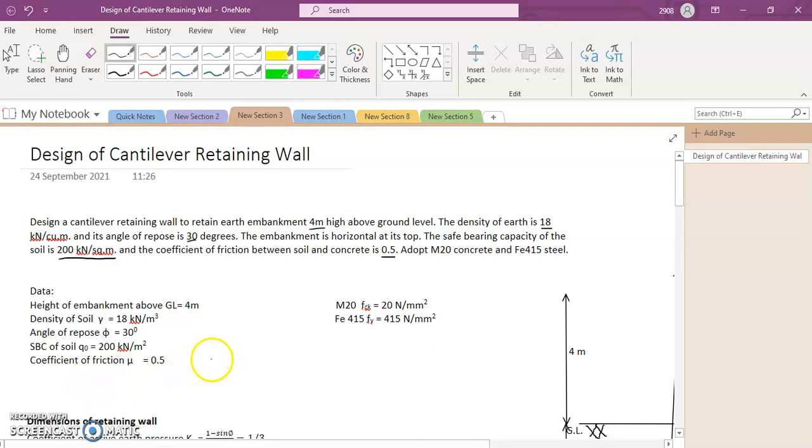The height of the embankment is 4 meter. Density of soil is 18 kilonewton per meter cube. Angle of repose is 30 degrees. SBC of soil, let us call it q0, you can also represent it as small p, is 200 kilonewton per meter square. And mu, the coefficient of friction, is given as 0.5. From the material that we are using, we get fck as 20 Newton per mm square and fy as 415 Newton per mm square.